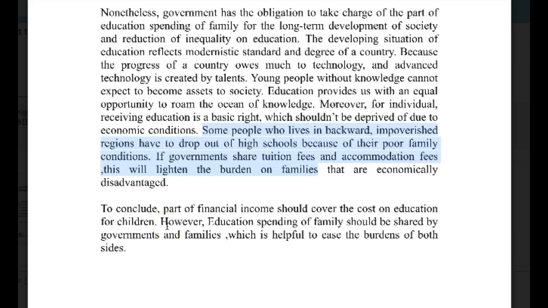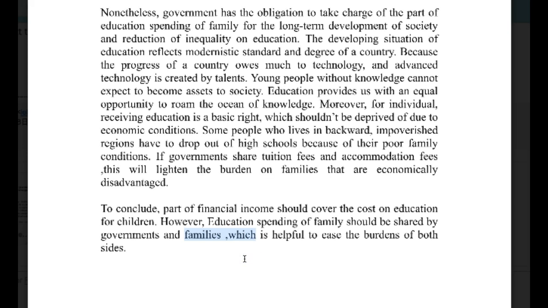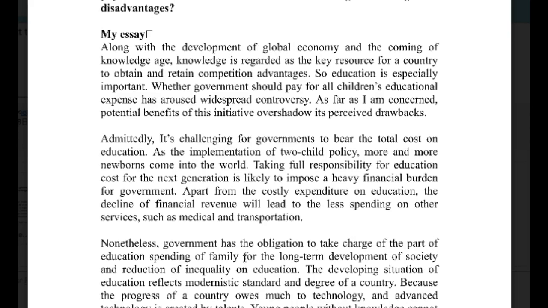To conclude, part of the financial income of a government, I'm guessing, should cover the cost of education for children. However, education or capitalization spending by the family should be shared by governments and families. Okay, however, education spending on the family should be shared by governments and families. This would be helpful to ease the burdens of for both sides, okay? So we use the conditional there. We're showing the examiner we know more grammar forms, and we're going to pick up some points, grammatical range and accuracy. Okay, task response, you did really well.